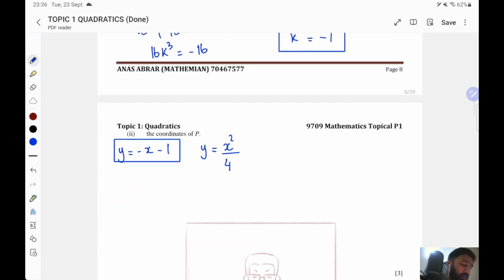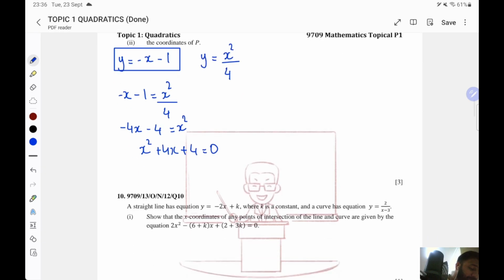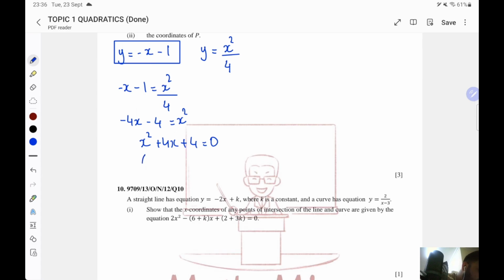Now we are going to solve them simultaneously, which will give me minus x minus 1 equal to x square divided by 4. So negative 4x minus 4 equals x square. The equation will become x square plus 4x plus 4 equal to 0. We'll simplify. This becomes x square plus 2x plus 2x plus 4, which will be equal to 0. The two brackets will be x plus 2 and 2 times x plus 2 equal to 0.